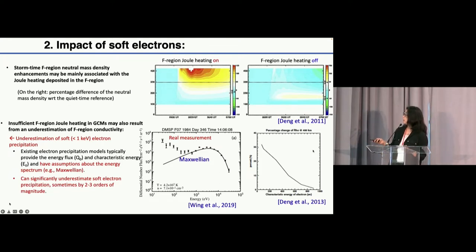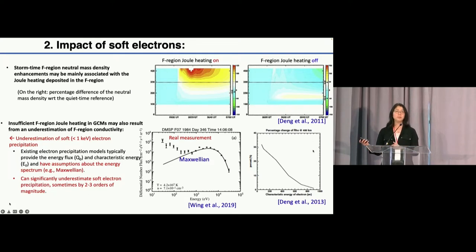And then we look at the soft particle precipitation. The DMSP observations indicate that the Maxwellian distribution of the particle precipitation strongly underestimates the soft particle precipitation, could be by more than one order of magnitude. Therefore, the underestimation of soft particle precipitation may contribute to the underestimation of neutral density from the simulation of GCMs, as reported by Barbara Emery in a 1995 paper. So GCMs usually underestimate the neutral density perturbation during storm time. So why? One possible reason is underestimation of geo heating.